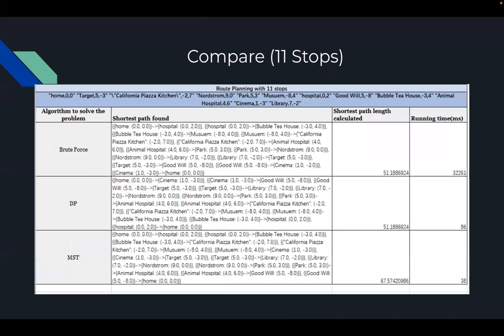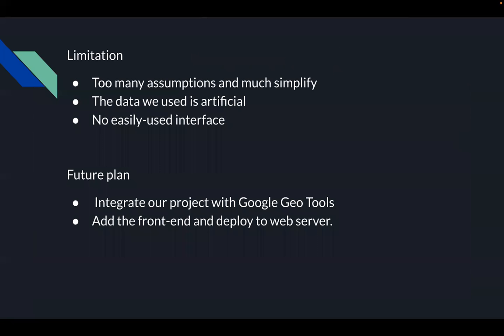And for the 11 stops, which means 12 vertices, the dynamic program and brute force also have the same result for the shortest path length, and the dynamic program is much faster than the brute force. And then as we can see, the minimum spanning tree is also faster than the dynamic program, but the result is approximate. And I will pass to my group member to talk about our limitations and future plan.